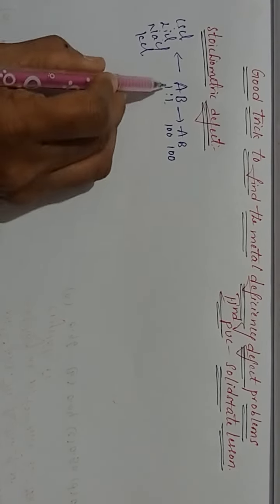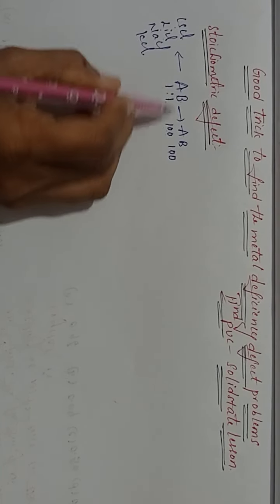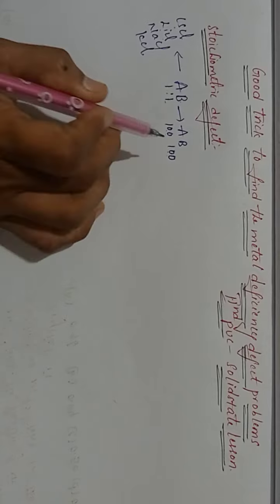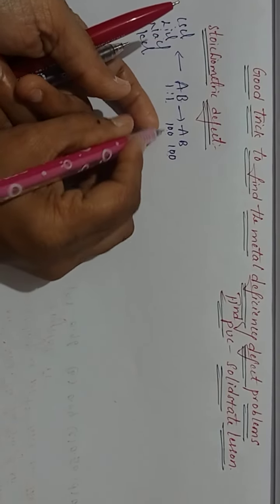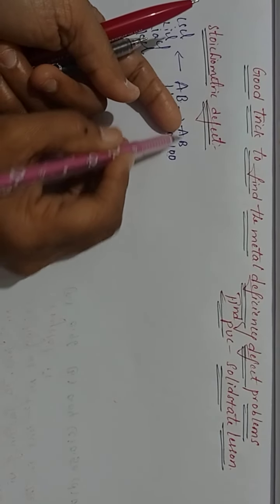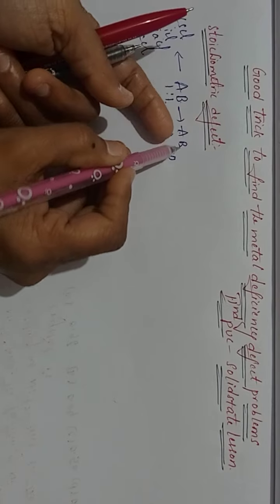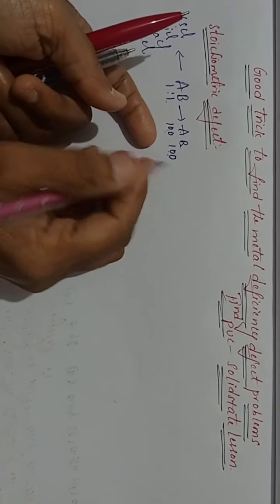Are you following? 1 into 100 is 100, 1 into 100 is 100. So A atoms I am taking 100, B atoms also 100, students. Okay now, before the defect, students, an equal ratio is there. That means cation and anion, or metal and non-metal, both are maintaining the equal ratio. Correct? They are maintaining an equal ratio.